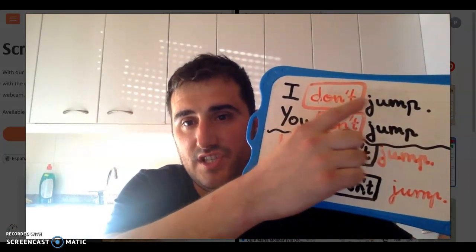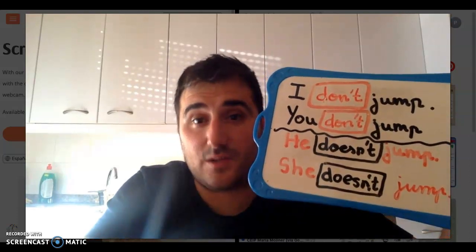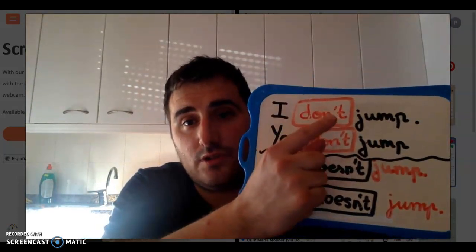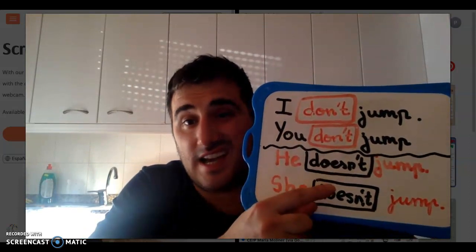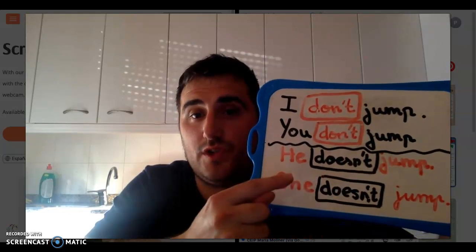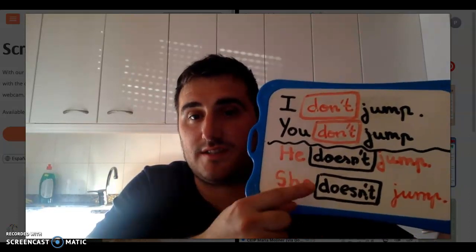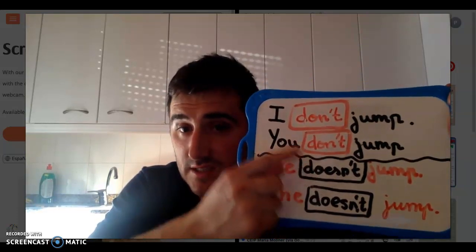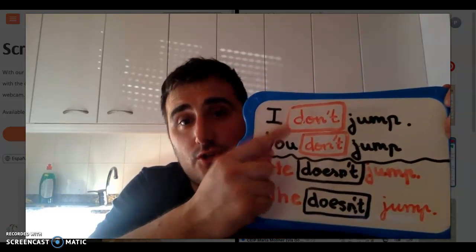The only thing that changes is the special words. The special words to make negative sentences are don't and doesn't. And they mean exactly the same, but the difference is that when we use he or she, we say doesn't. And when we say I, you, we, or they, the verb we use is don't.